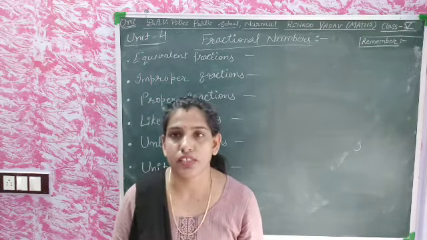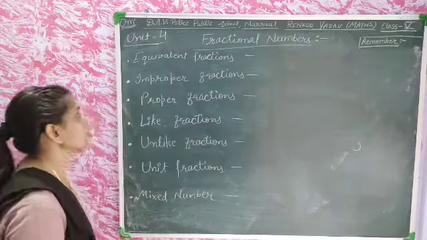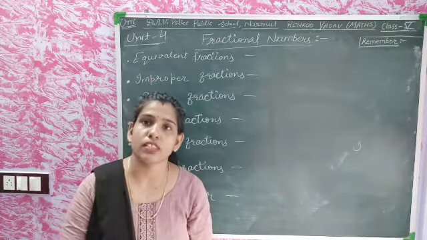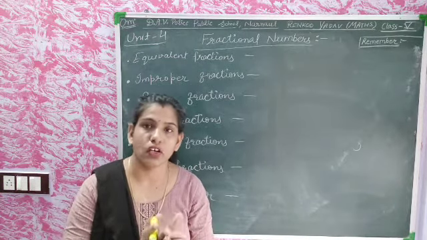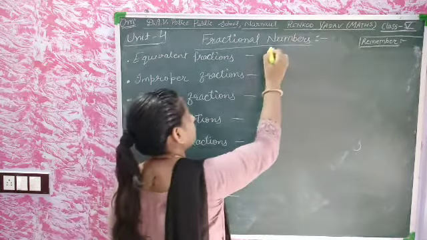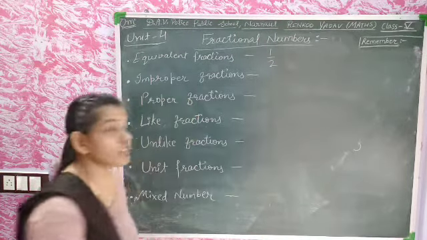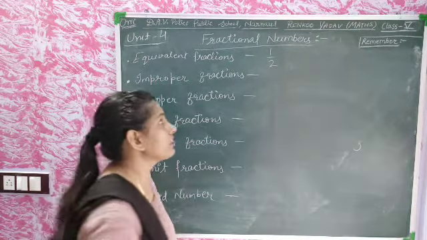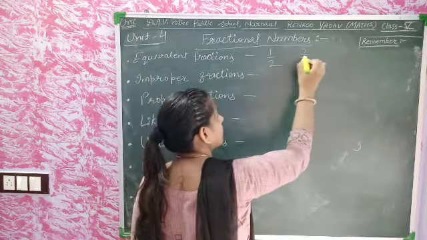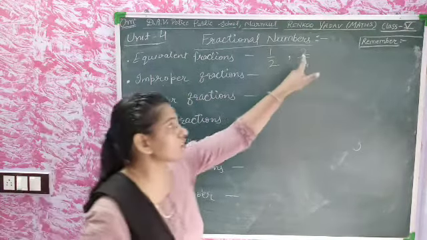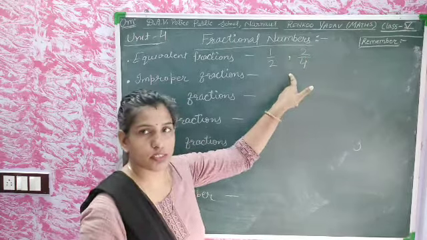The first definition here is equivalent fractions. Equivalent fractions means the same parts are called equivalent fractions. Let's see there. There is the number 1 by 2. Its next equivalent fractional number is 2 divided by 4. 2 divided by 4 is also the same part. This is also the same part.